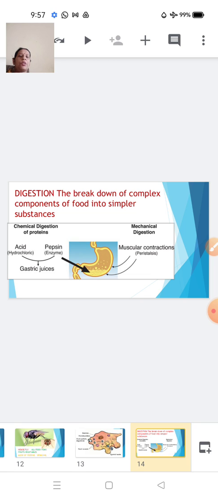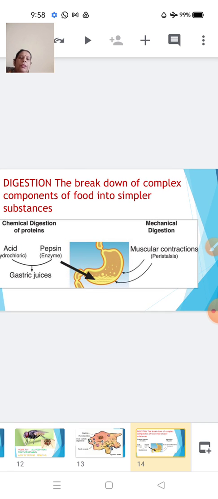So that food has to be broken down into simple substances. This breaking down of the complex substances into the simple ones is said to be digestion. Children, it takes place in our stomach, and here you see that there are many acids. Among them one is your gastric acid, and here it takes place.